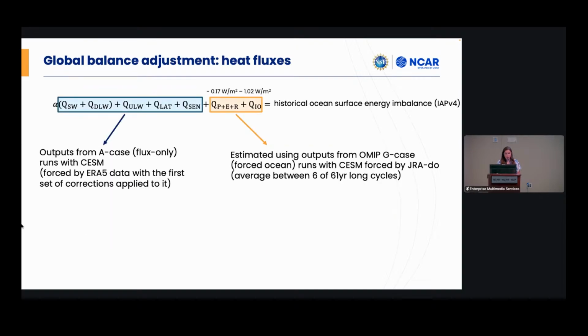So basically, to get this value of alpha that is applied to the radiation, because it's hard to apply it to latent and sensible heat flux as a lot of variables go into calculating it, we take all of these variables from the output of our flux-only runs with the CESM that have been forced by ERA5 data with the first set of corrections applied to it. And also we estimated these two components: the heat fluxes due to the freshwater inputs and outputs, and also the ice-ocean interaction. We estimated this from outputs from the GIAF runs with the CESM that has been forced by JRA55-do.